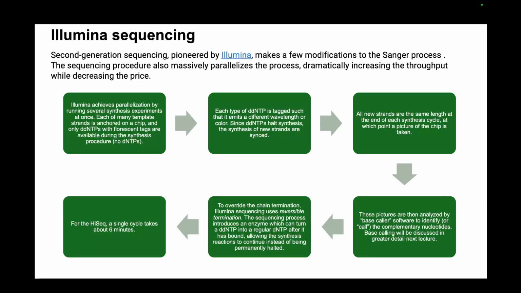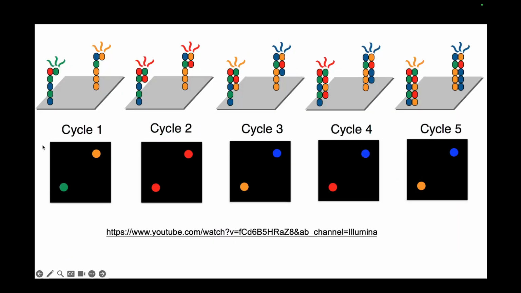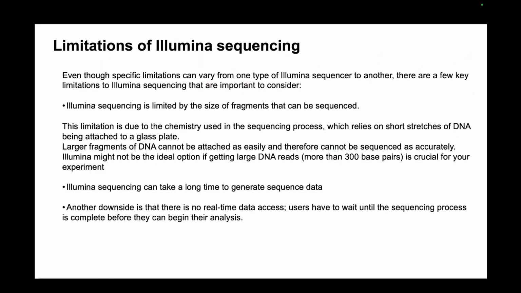For HiSeq, which is an Illumina sequencing machine, a single cycle can take about 6 minutes. For each cycle it will take a picture. So for cycle one, you take this picture, and for cycle two, you'll have this picture. Whatever base is getting added in each cycle, you can have that picture.